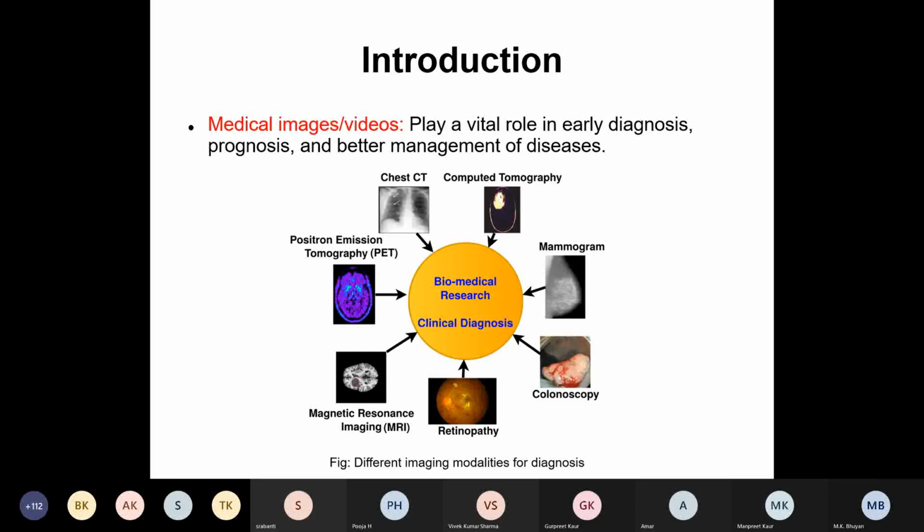the colonoscopy, the retinopathy, magnetic resonance imaging we can consider. So these are the modalities. So different types of images we can obtain.